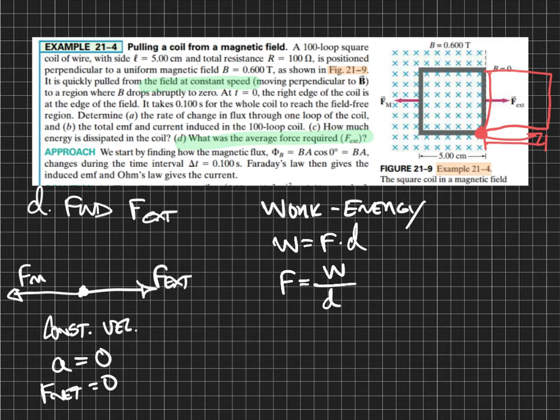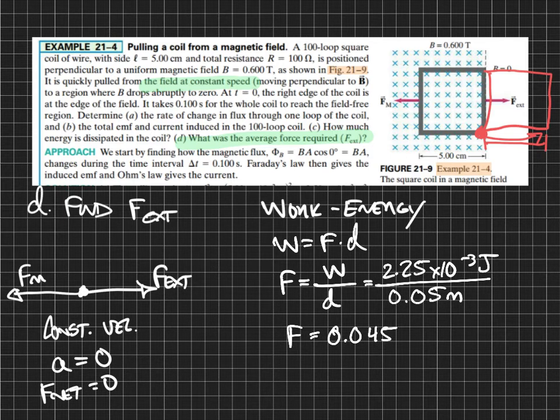So if we're looking for the force, my force would be equal to my work divided by my distance. The work is what we solved for on the previous slide, so my work is 2.25 times 10 to the negative third joules, divided by the distance, which is 0.05 meters, and I would get an external force of 0.0450 newtons. So that would be the force I would need to pull that wire to get it from here to here in 1/10 of a second, moving at a constant speed.